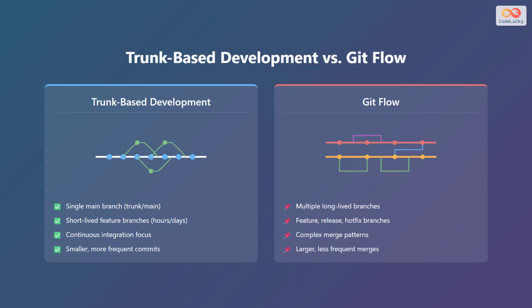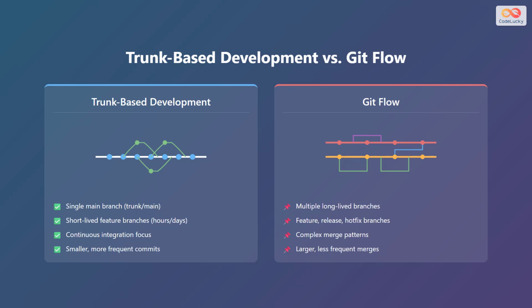Now let's compare trunk-based development with Git Flow. Git Flow is another popular branching strategy. In trunk-based development, we primarily work with a single main branch, often called trunk or main. Feature branches are short-lived, typically lasting only hours or days. The focus is on continuous integration with smaller and more frequent commits.